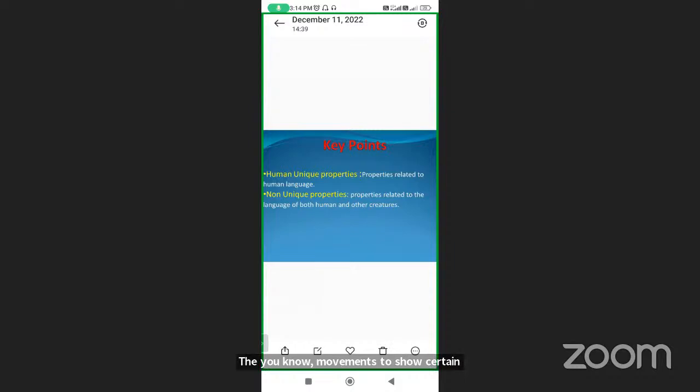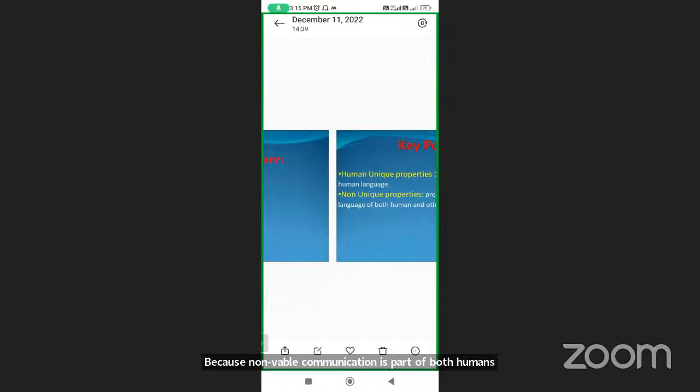Now today we are going to talk about the properties of human language, and we will also make a comparison of the properties of human language with animal language. I said that there are two key points. One is language that is completely related to human beings, and another is language shared by humans as well as other creatures like animals, because non-verbal communication is part of both human and animal communication.